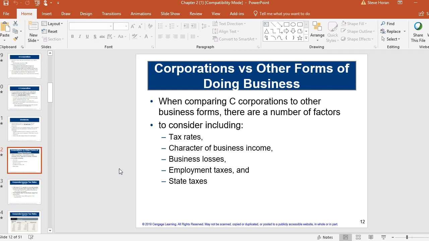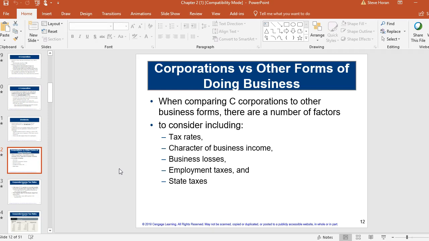If there will be losses, quite often when a business first starts, they're generating losses. Employment taxes and state taxes. Will you have a lot of employees, a few employees? Will just a couple of people as owners be doing most of the labor? And then, of course, you have to always keep in mind what your state and local tax situation is too. Living in South Dakota, we're a low tax state.